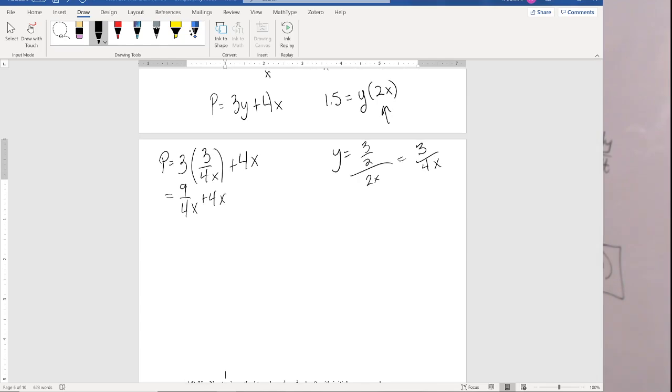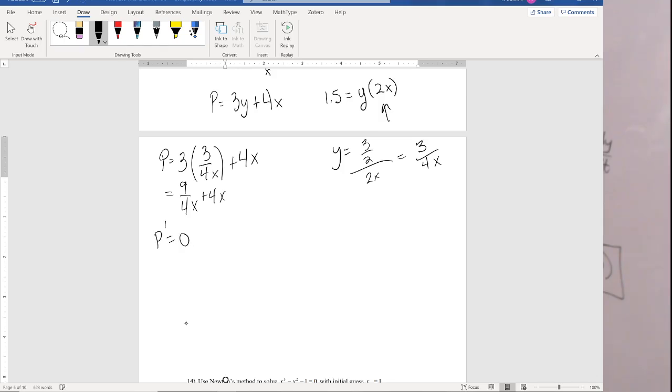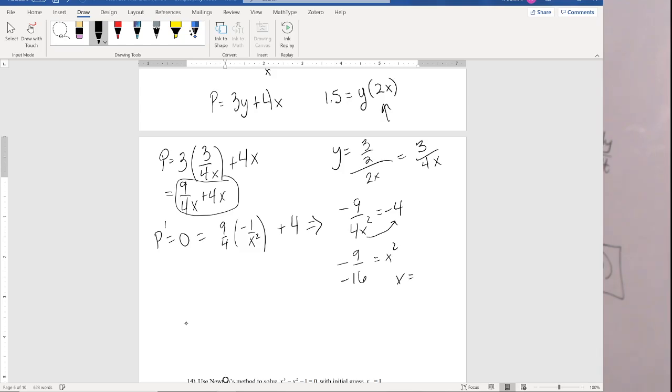So now we need to find p prime and set it to 0 in order to optimize. So the derivative of this function right here is going to be 9/4, and the derivative of 1/x is going to become minus 1/x squared. And the derivative of 4x is just plus 4. Move the 4 over to the other side. Then swap out the x squared with the -4. So we get x equal 3/4.